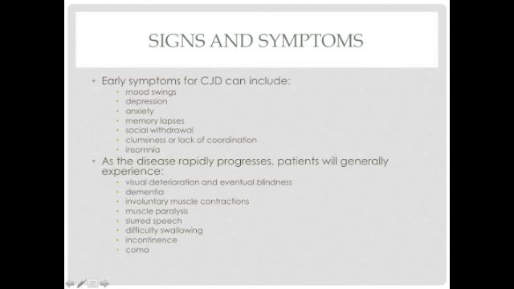Signs and symptoms. As the disease progresses, symptoms tend to get worse. Early symptoms for CJD can include mood swings, depression, anxiety, memory loss, social withdrawal, insomnia, and clumsiness or lack of coordination. These symptoms are not as pronounced as shown in patients who have progressed with the disease.